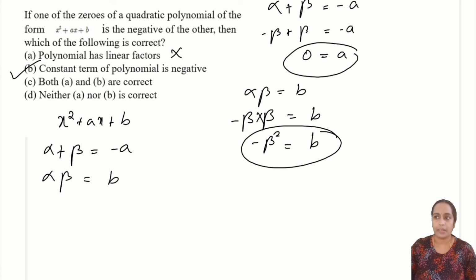So the constant term is negative. Both A and B are correct is wrong. Neither is also a wrong option. So option B is the correct answer.